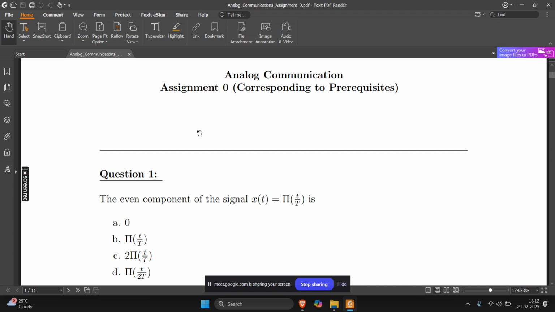The first part is the even component of the signal x(t) equal to rect(t/T). Here this pi means the rectangular box function. So you are familiar with what a rectangular or box function is, right? So this is the box function. So the even component of this box function is, so please start solving. You will get 2 minutes.